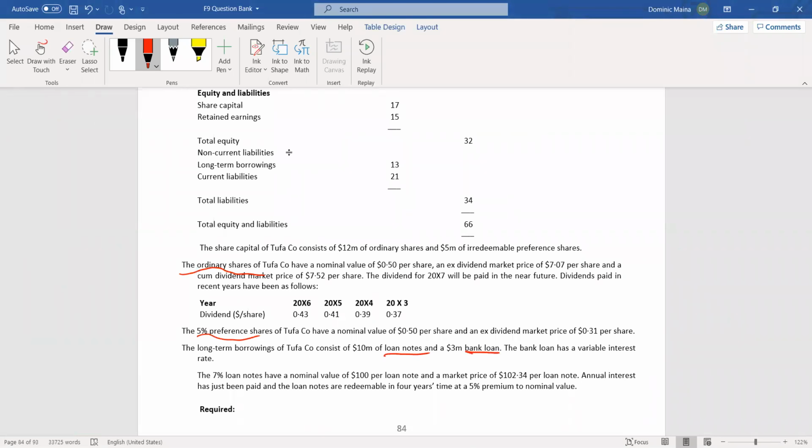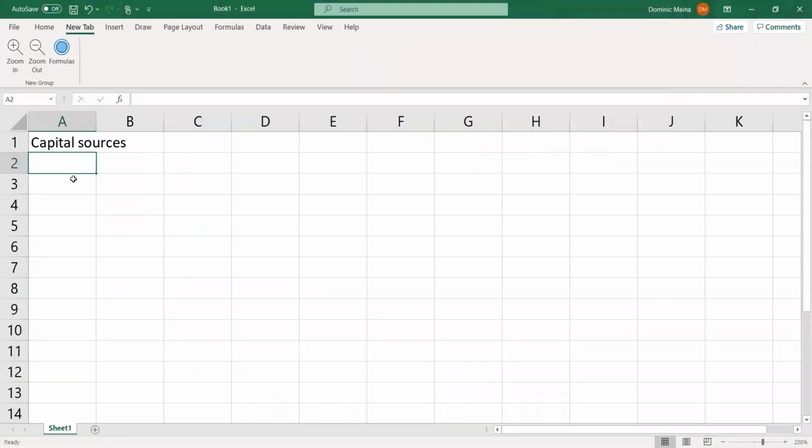So the same thing as you've just done before, we shall be applying. So here, equity, there's preference shares, there's also the notes, and there's also the case of the bank loan.